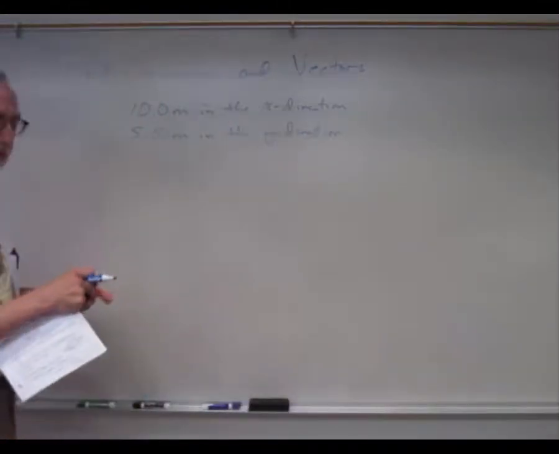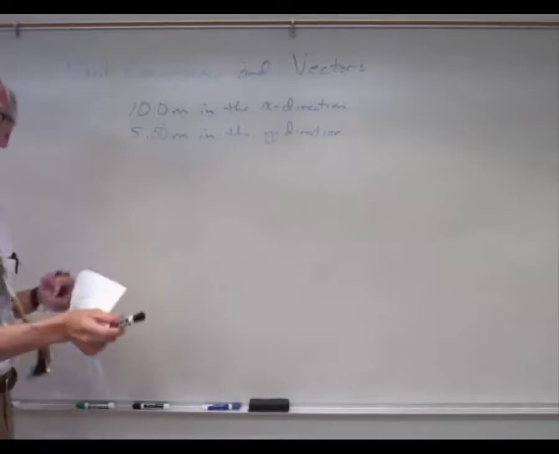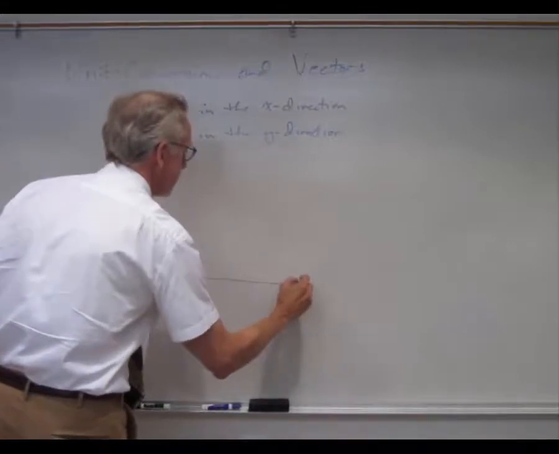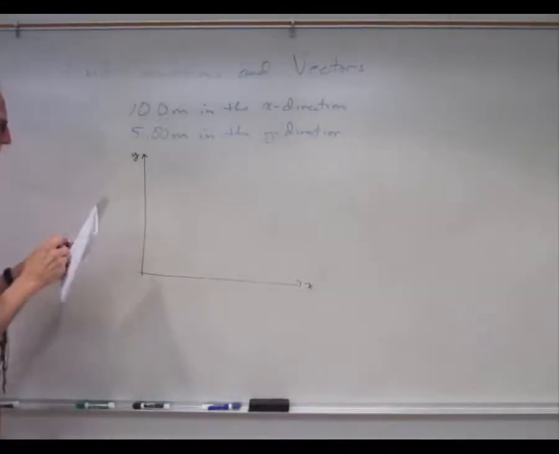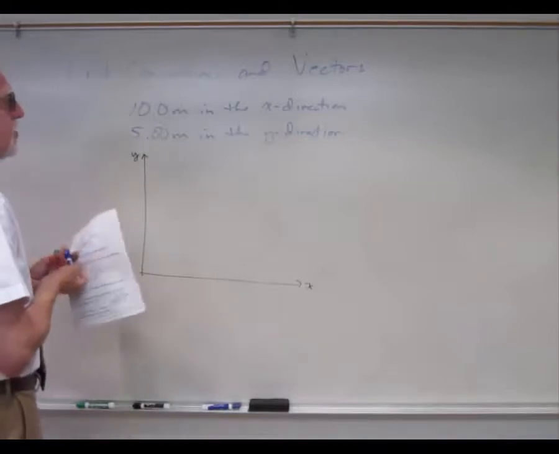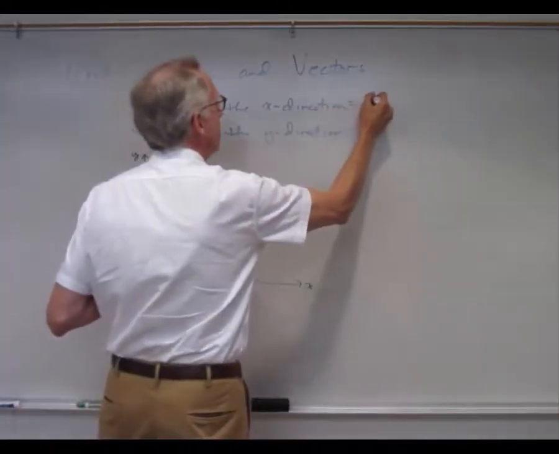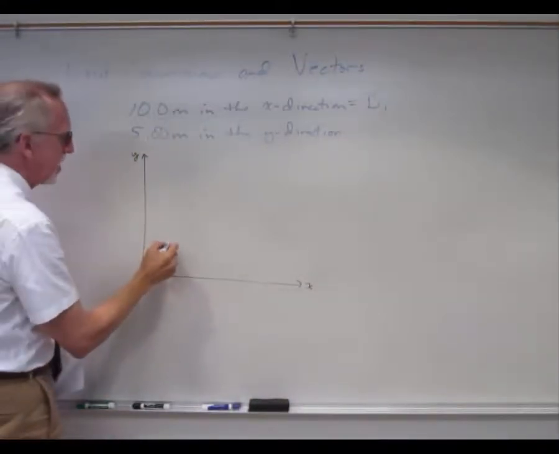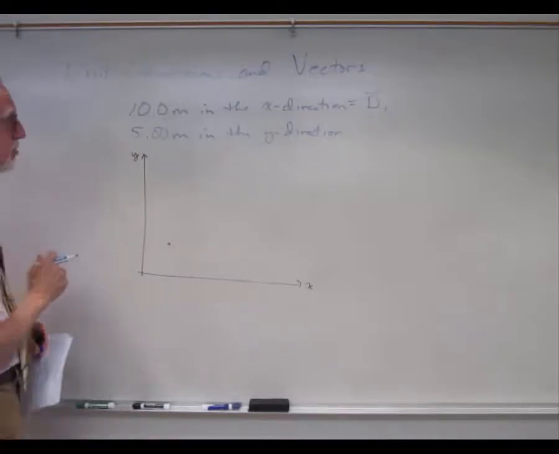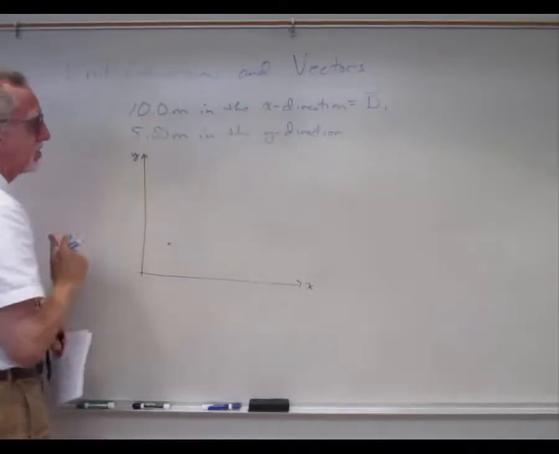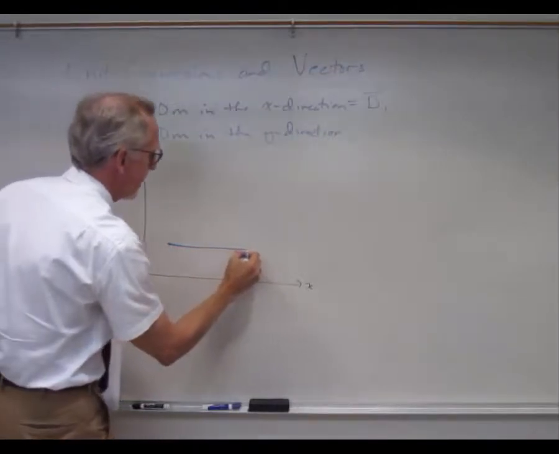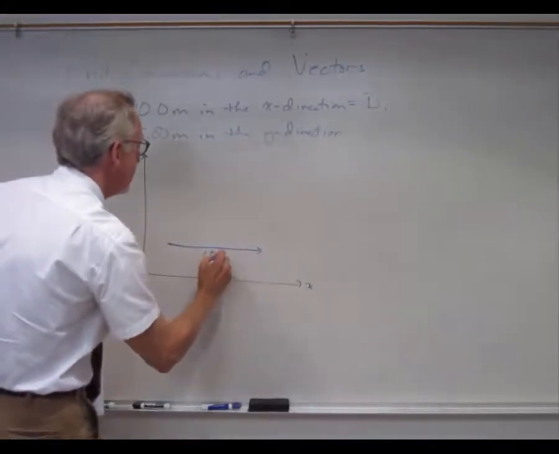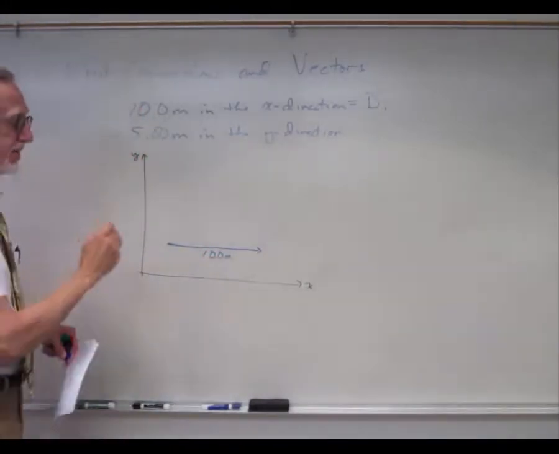Let's draw our coordinate system. And I'll use our standard coordinates of x and y. So here's x, here's y. Our first displacement that I will call d1. So this is our first displacement vector, d1. Now it doesn't matter where we start. We can start at any arbitrary point. We can start there if we want. I'm going to walk 10 meters in the x direction. So my first displacement will look like that. I'm walking in the x direction for a distance of 10 meters. That's d1.